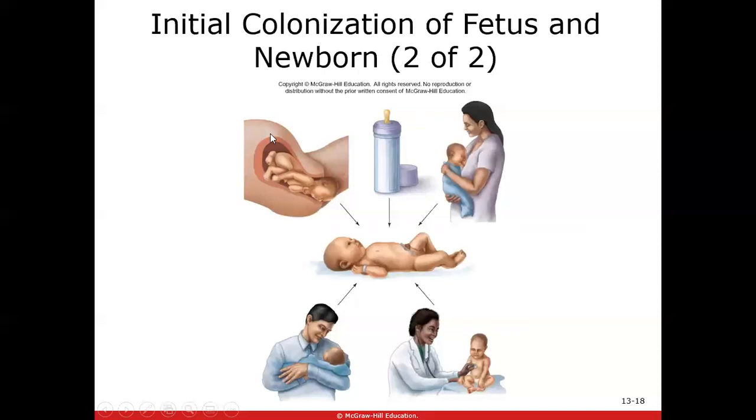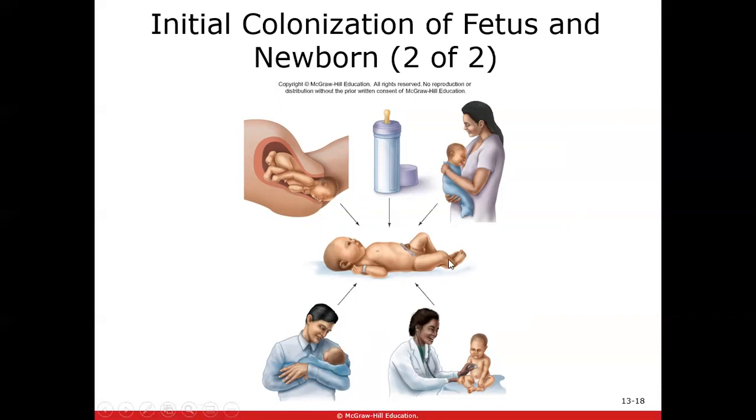So if we look inside the uterus, the baby is in a sterile environment. And then as it passes through the birth canal, microorganisms start colonizing the baby. If you feed the baby with a bottle, then microorganisms go into the baby as well. If the baby breastfeeds, then microorganisms on the mother's skin and breast go into the baby. As other people handle the baby, the microorganisms on that person get on the baby. And even doctor's visits, as doctors handle and examine the baby, microorganisms are going onto the baby.